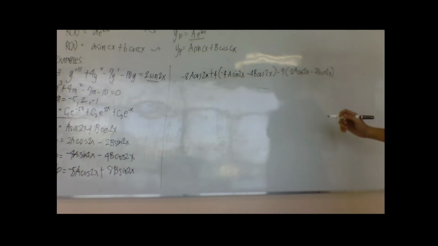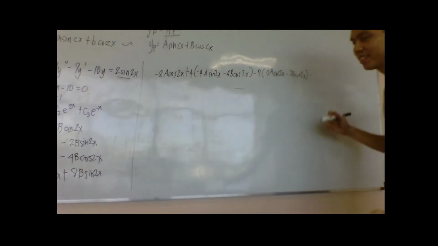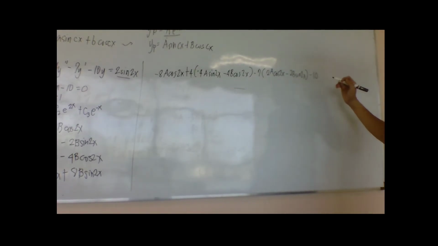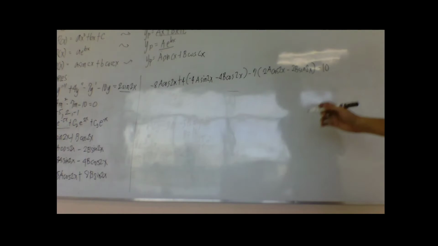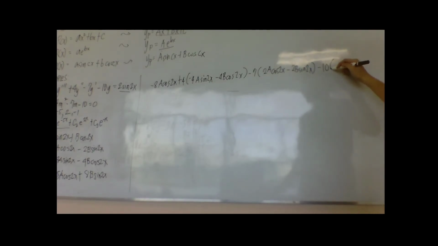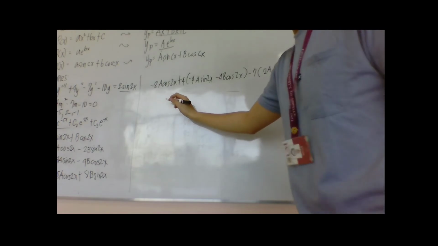Okay? Minus 10 times our y, which is a sine 2x plus b cos 2x. Okay. So let's simplify this equation here.